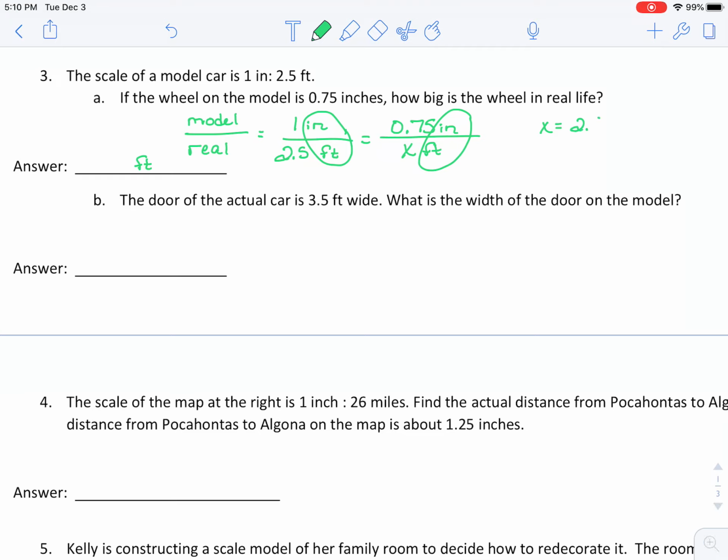Oh, do I not have a calculator on here? Ugh. Sorry guys, I am really unprepared. This is going to be some number. I don't know what it is. I'm not prepared. My bad. Get a calculator, type it in yourself, put that answer here.